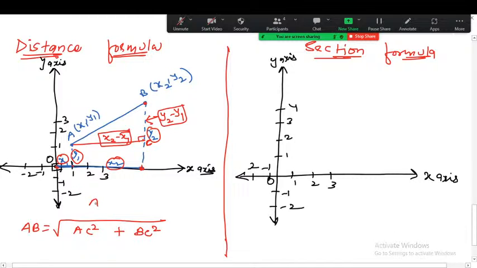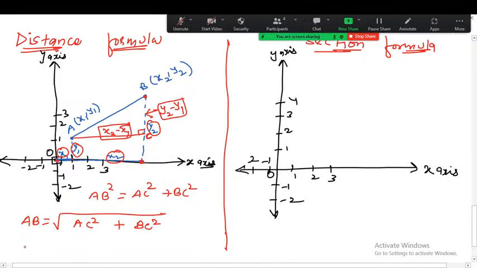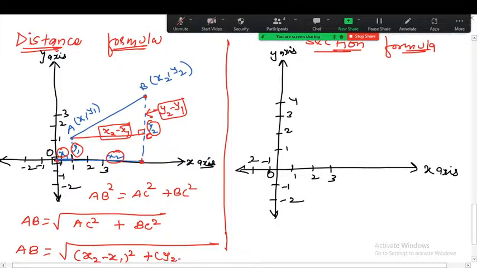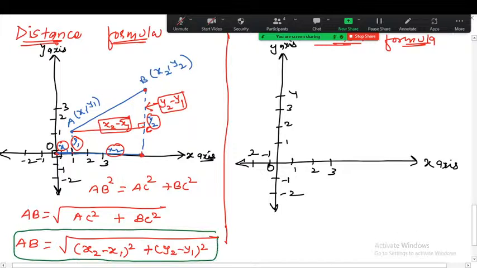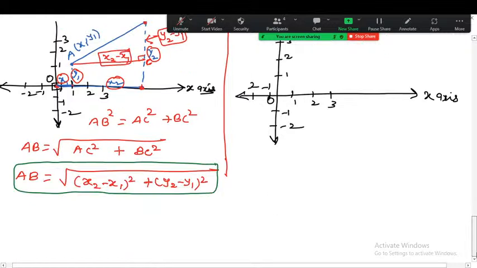Is it okay for you? Because we know the hypotenuse square is equal to the sum of the squares of the other two sides. That's why if you take the square root on both sides, you will be able to say it like this. And from here we will be able to develop the distance formula from today onward, because x2 minus x1 is your AC and y2 minus y1 is your BC. That is why this is our distance formula that I want you to remember from today onward: under root of (x2 minus x1) square plus (y2 minus y1) square.